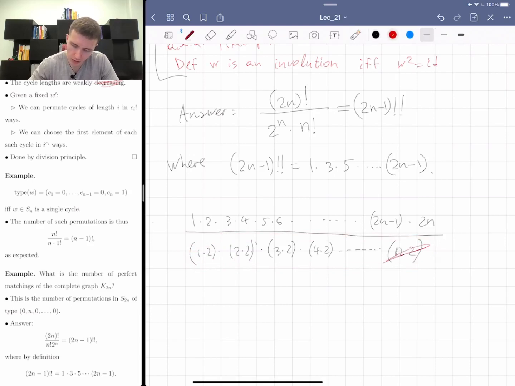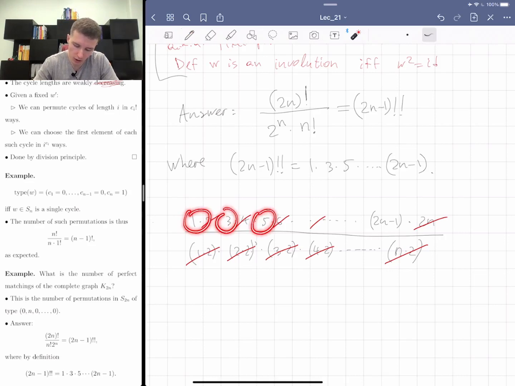2n cancels with 2n. 1 times 2 cancels with 2. 2 times 2 is 4. 3 times 2 is 6. 4 times 2 is 8, and so on. And you are left with only odd numbers in the numerator. So that's where the double factorial comes from.